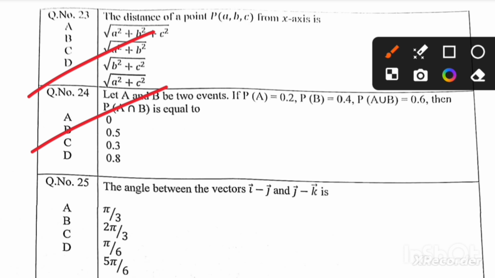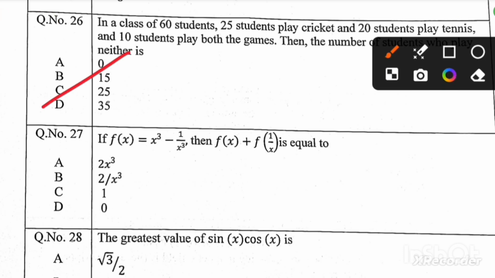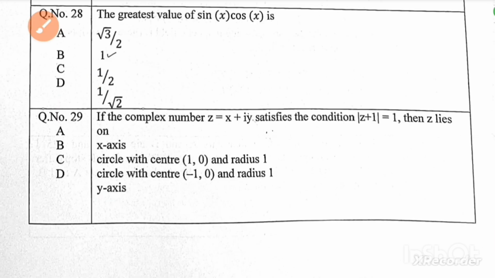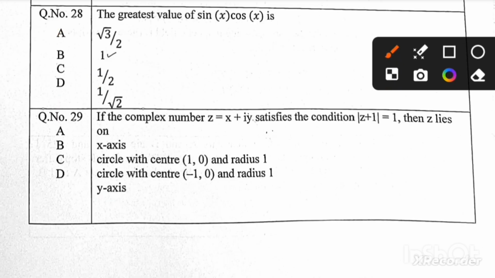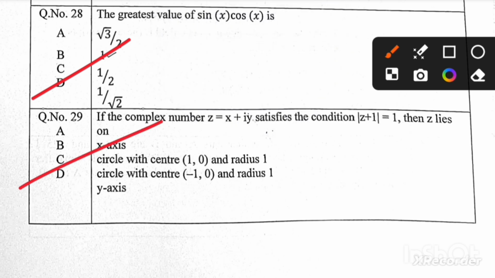Then the angle between the vectors is 2π/3. Question number 26, the answer is 25. Then 27, the answer is 0. Greatest value of sin x cos x is 1/2. Then question number 29, the answer is option C.